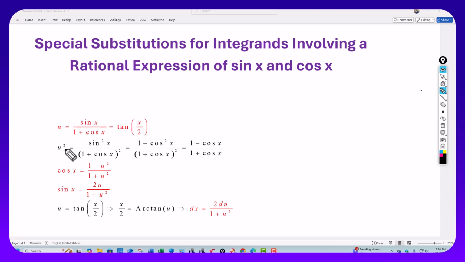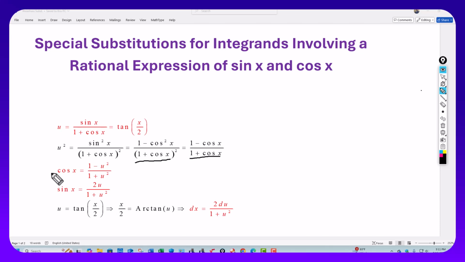Now in the second one here, all I did is take the u and square it, so it'd be u squared, then it's sine squared over 1 plus cosine of x squared, and then we replaced the sine squared of x, again using the Pythagorean identity, by 1 minus cosine squared of x. Then this factors out, difference of squares, 1 minus cosine of x and 1 plus cosine of x, and the 1 plus cosine of x divides this one, leaving me with 1 plus cosine of x.